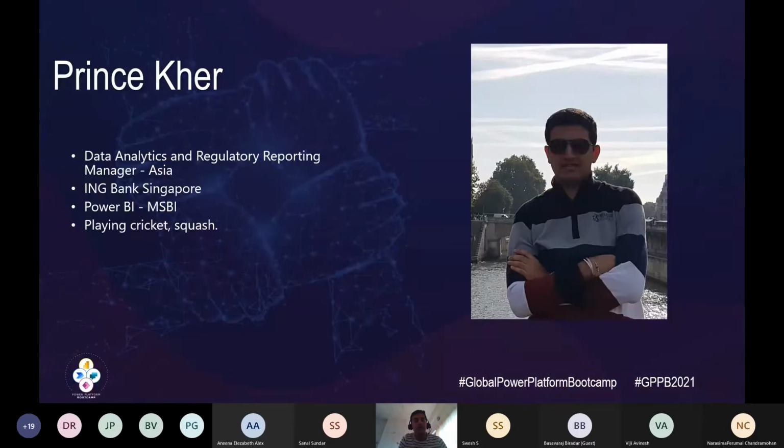So, introducing myself, I'm Prince. I head the data analytics and regulatory platform for ING Bank Singapore. It's an Asia platform where we are supporting around 10 branches of ING across Asia. The tools used are Power BI and the MSBI Suite. We support around 70 plus applications where we are using all these technologies.